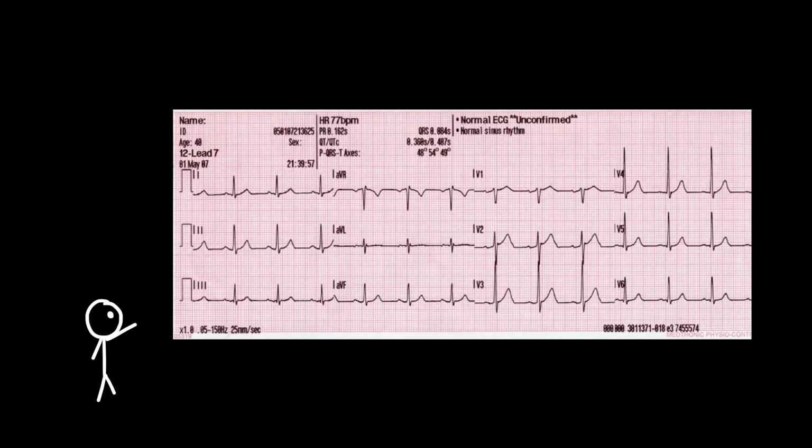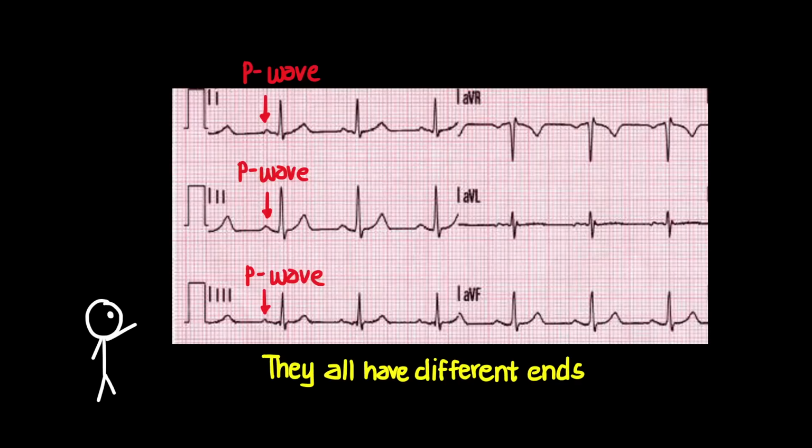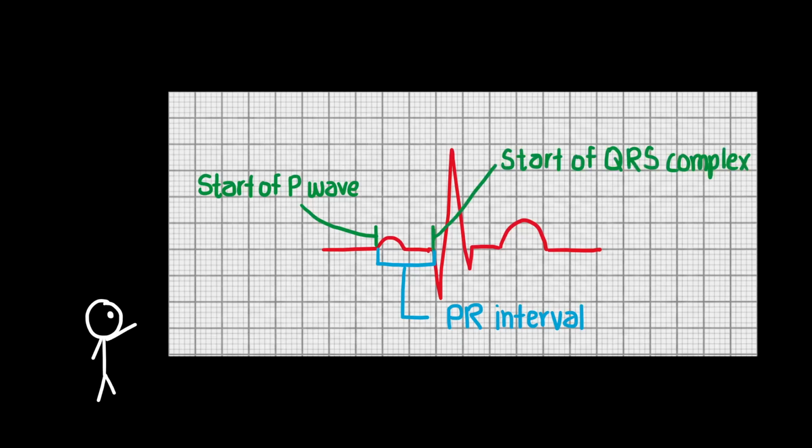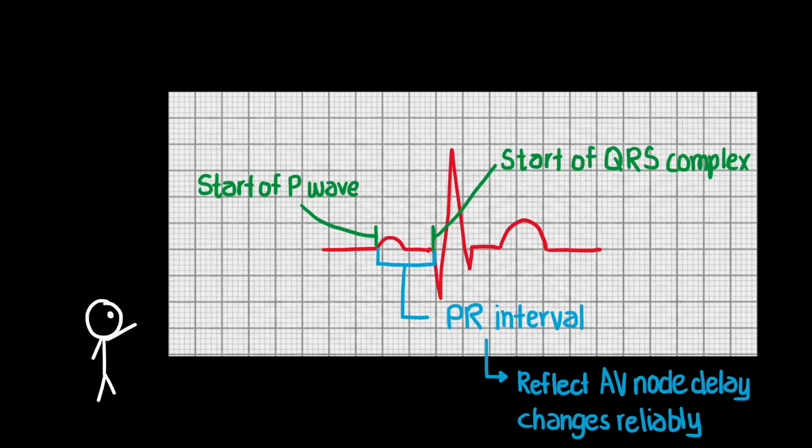But here's the problem. Identifying the end of the P wave is harder than it sounds. The P wave tapers off gradually, and different leads show it ending at slightly different points. So, clinically, we measure the PR interval instead, which is the point from the start of the P wave to the start of the QRS complex. Both of these points are easy to locate, and two different clinicians will land on the same number. Changes in the PR interval reliably reflect changes in AV nodal conduction.